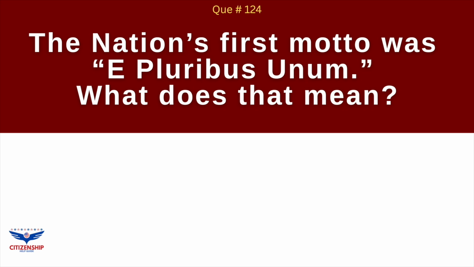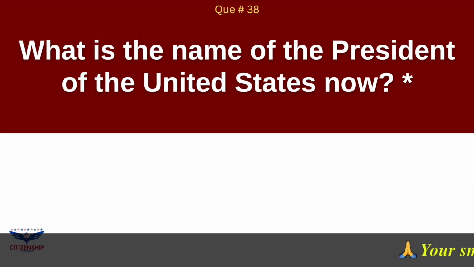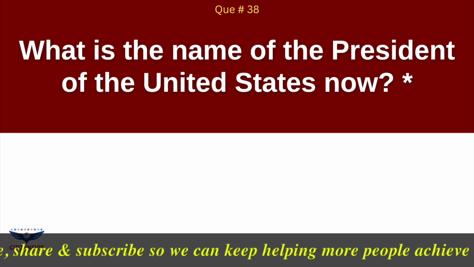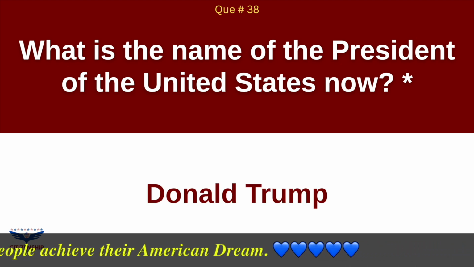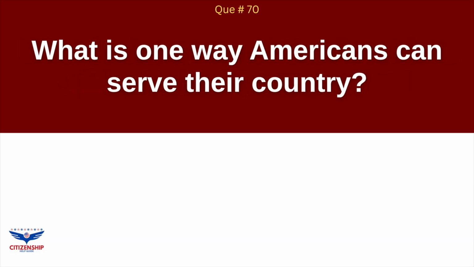The nation's first motto was, E pluribus unum. What does that mean? We all become one. What is the name of the President of the United States now? Donald Trump. What is one way Americans can serve their country? Vote.